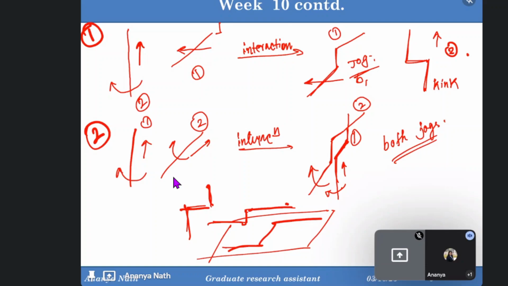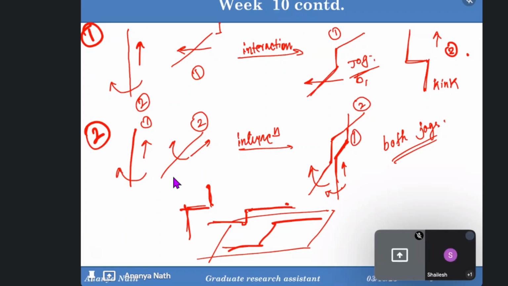I just mixed up the lines. Ma'am, for screw dislocations, jogs have edge orientation. For screw dislocations, the jogs have edge orientation, and the kinks of edge orientation on the screw dislocation, right?